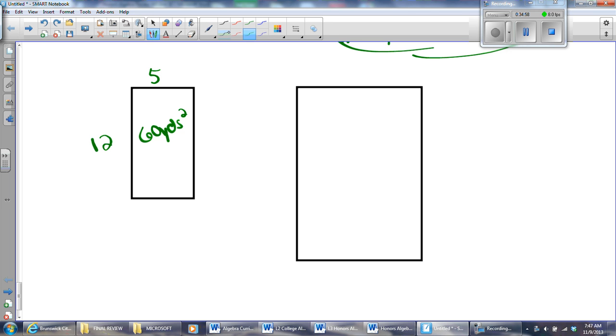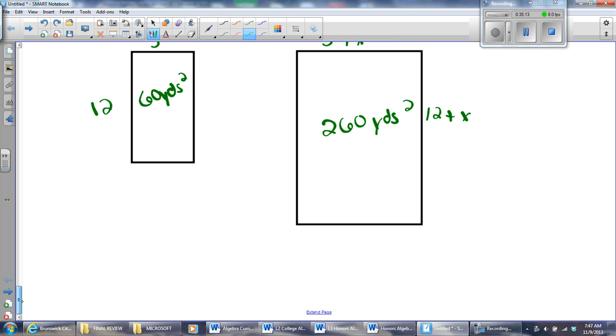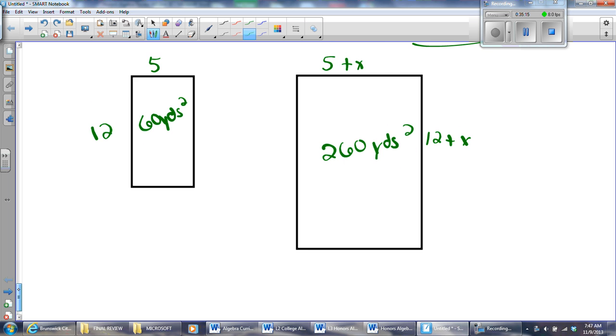All right, well, if I got to increase it by the same amount on both sides, this will become 5 plus x, and this will become 12 plus x. The new area is going to be 260 yards squared. Okay, what are the dimensions of the new garden? Well, in other words, I got to find out what x is. If I can find out what x is, I can add it to 5, add it to 12, and I'll know my new dimensions. Well, there's a FOIL problem.